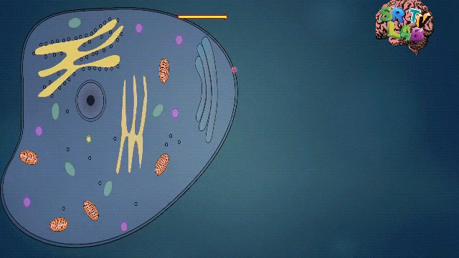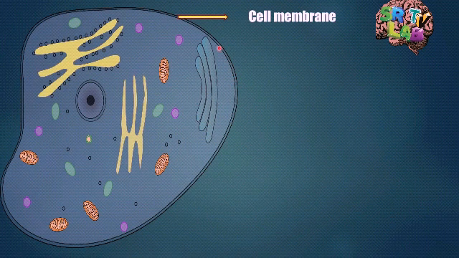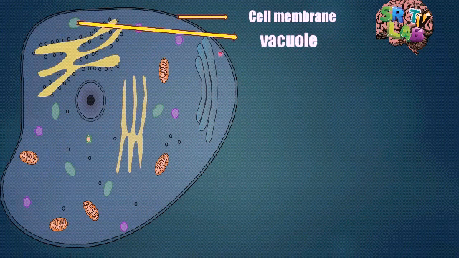Today, I would like to show you the cell and all the structures of the cell. We start with the cell membrane. The cell membrane is the outer part of the cell. Its function is just to control which substances enter and leave the cell, and also to separate the interior of the cell from its external environment.